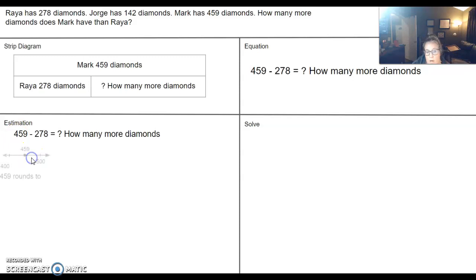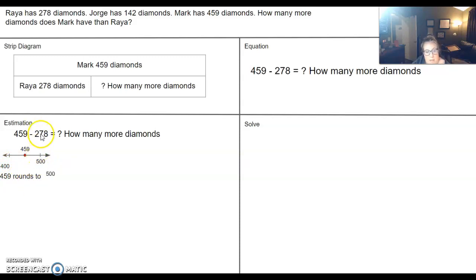Hopefully you said 400 and 500. So I know 400's over here, 500's over here, 459's pretty close to the middle, so it's going to be somewhere right around here. So remember, if it's close to the middle or past the middle, or further, then it's going to go to the bigger of the two numbers. So 459 is going to round to 500.